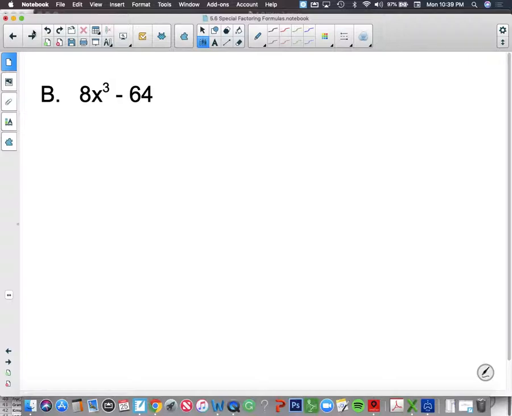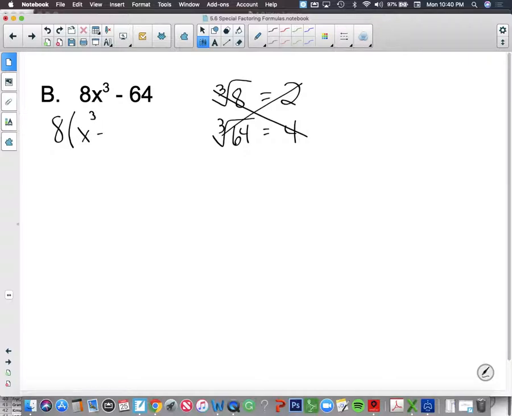So the way I recognize that it's cubes is that the cube root of 8 is a 2, and the cube root of 64 is a 4. Those are both perfect cubes. Can I break these down? You want to think about that. Can I take out a greatest common factor? Yeah, 8 goes out of both of those. So we don't even need to think of it this way, it's easier than that. So I take out an 8, and then I'm going to have x cubed minus 8. And I think maybe we did exactly this one already.